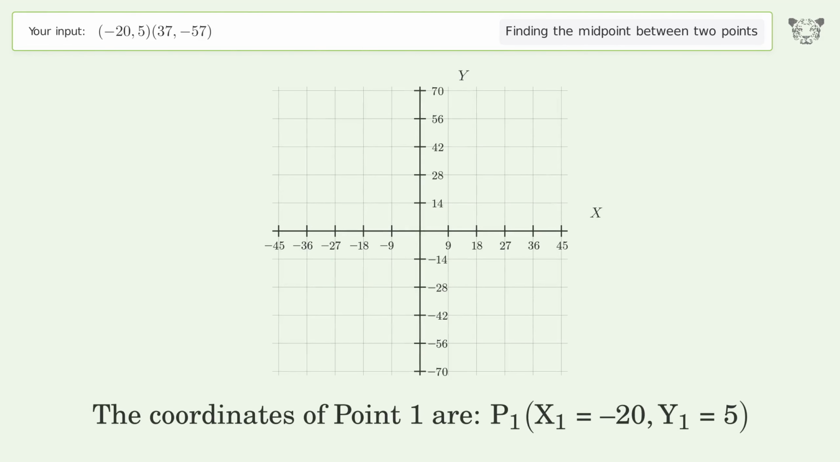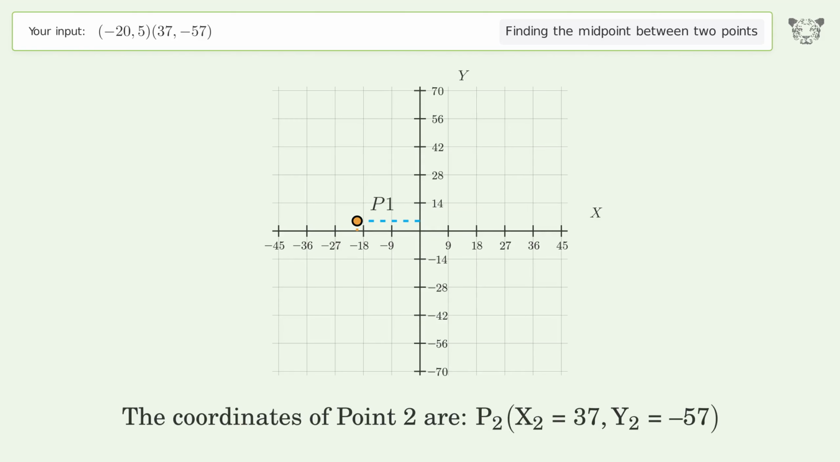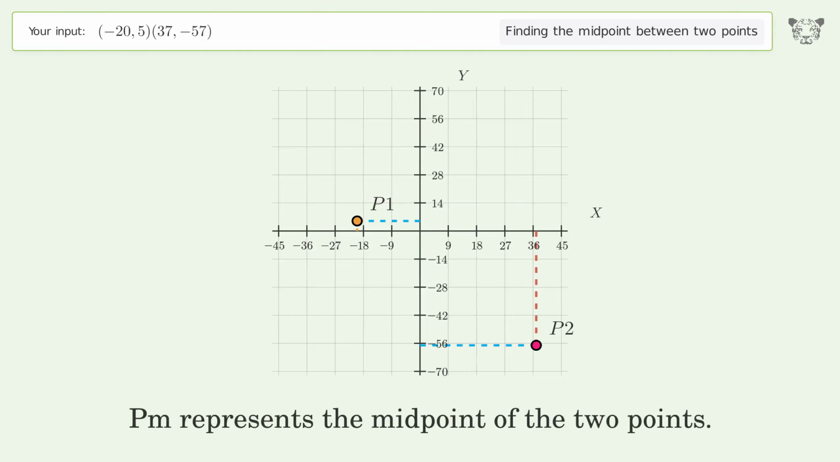The coordinates of point 1 are x1 equals -20, y1 equals 5. The coordinates of point 2 are x2 equals 37, y2 equals -57. PM represents the midpoint of the 2 points.